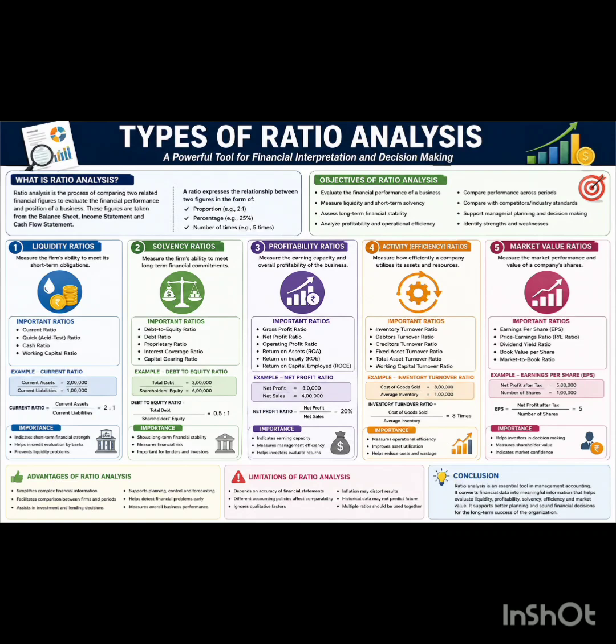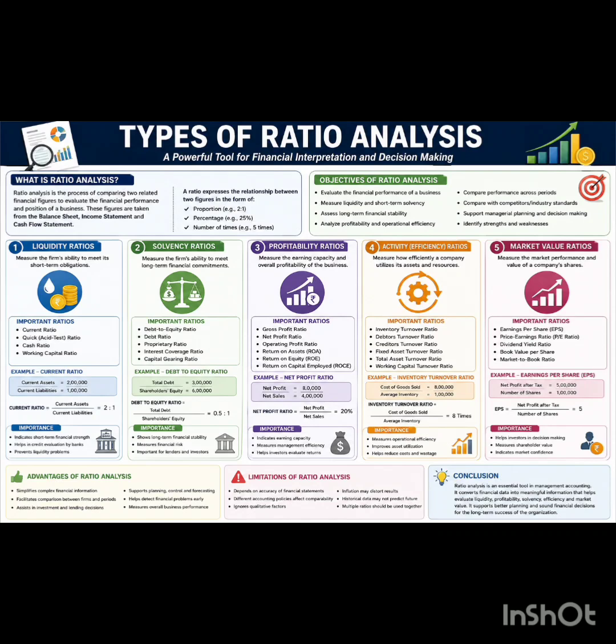And next is solvency ratio. This is the second category of ratio. Liquidity ratio and solvency ratio differ: solvency ratios measure the ability of a business to meet its long-term financial obligations. These ratios help determine whether the business has sufficient capital and earnings to repay the long-term loan and interest. The categories of solvency ratio are debt equity ratio, debt ratio, proprietary ratio, and interest coverage ratio.